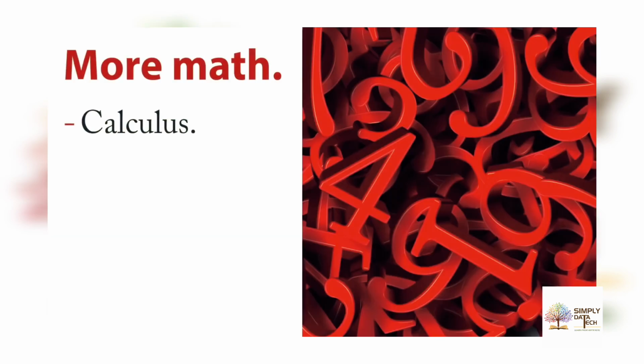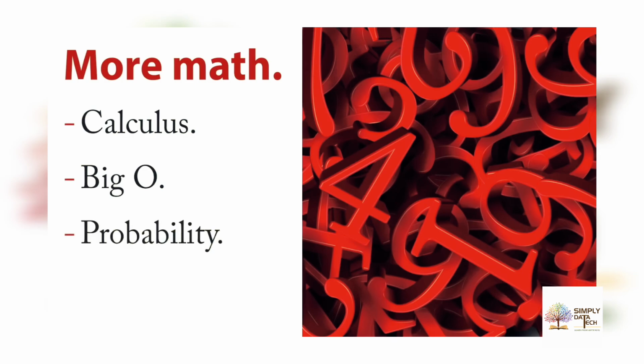Now, there's more math. You can get some calculus. You can get some big O, which has to do with the order of a function, which has to do with sort of how fast it works. Probability theory can be important. And then Bayes' theorem, which is a way of getting what's called a posterior probability, can also be a really helpful tool for answering some fundamental questions in data science.